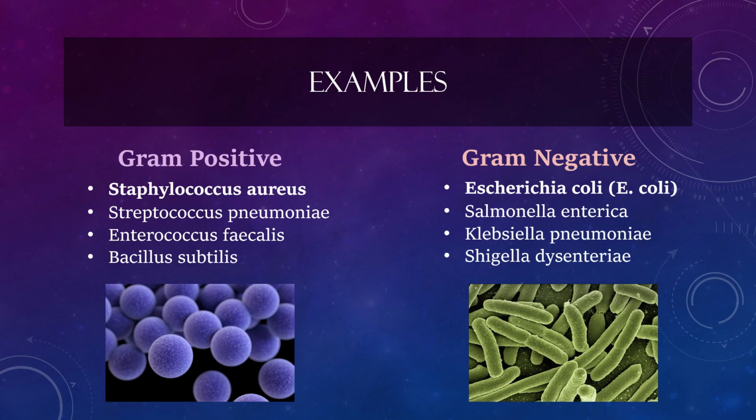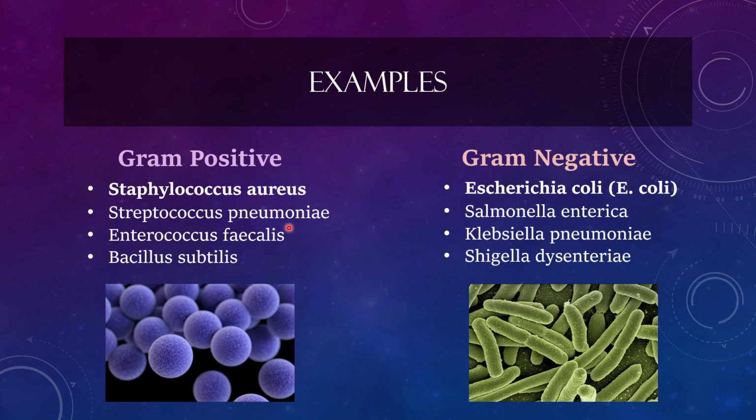Some important examples of these bacteria can include Staphylococcus aureus, which is a gram-positive bacteria that is commonly used in research. There's also Streptococcus pneumoniae, Enterococcus faecalis, and Bacillus subtilis.